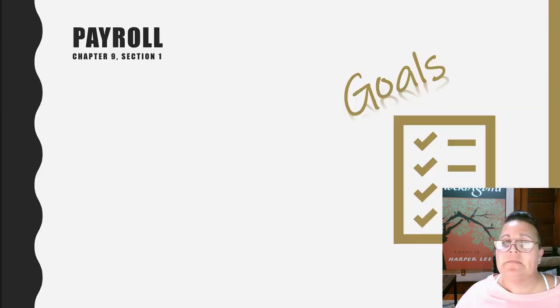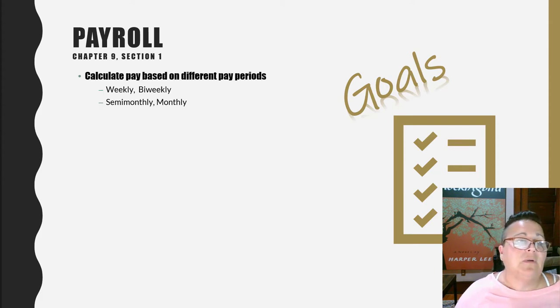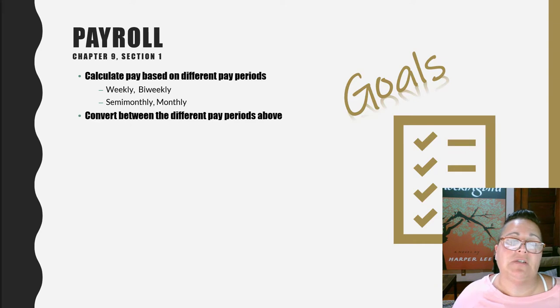All right. So, some of the basic payroll goals that we want you to know. The first is we want you to be able to calculate pay based on the different pay structures and pay periods, such as weekly, biweekly, monthly, and semi-monthly. Along with that, we want you to be able to switch between those different pay periods and calculate your salary based on weekly, based on biweekly, based on monthly, based on semi-monthly.